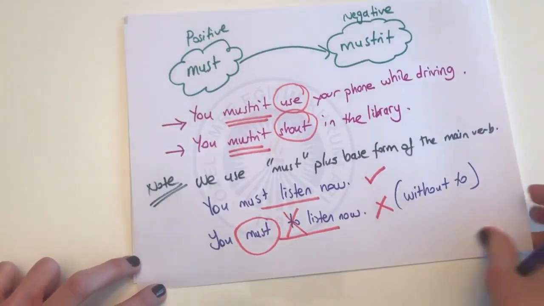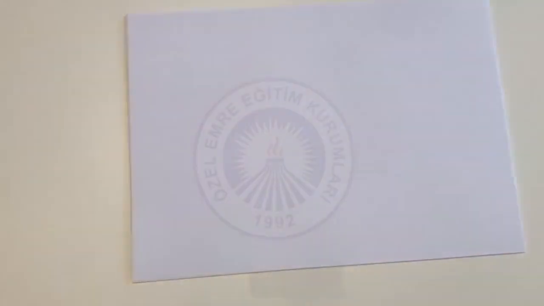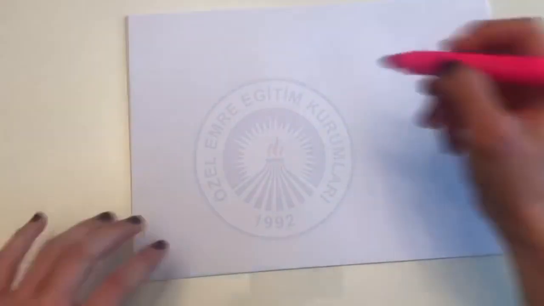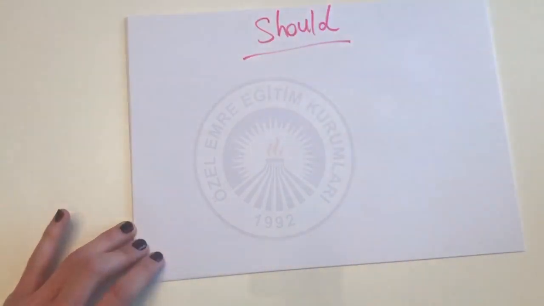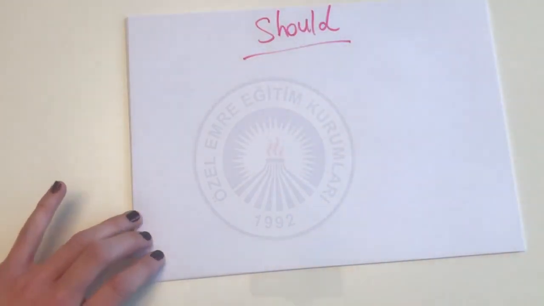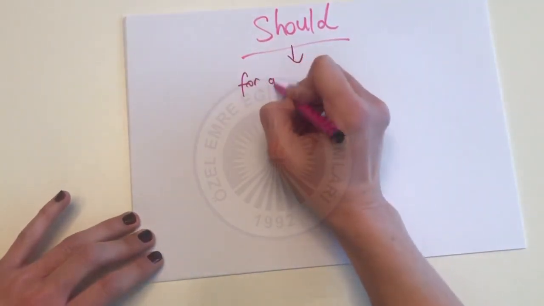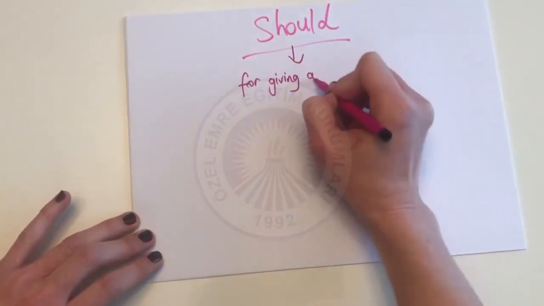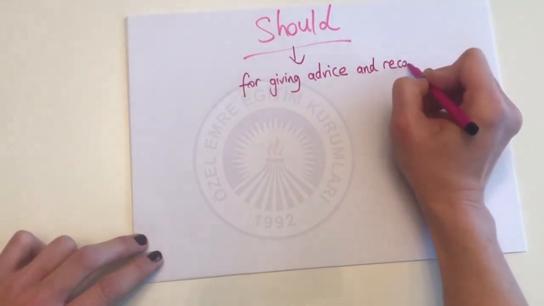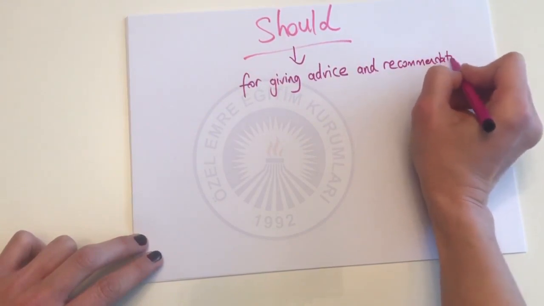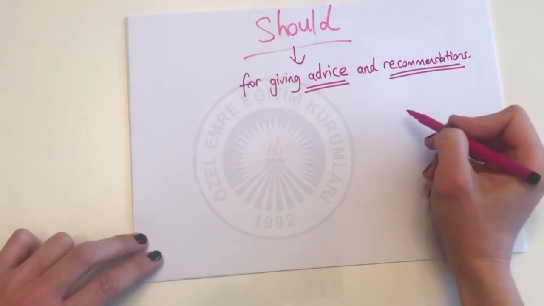Okay? So, if you don't have any problem, we can start should. Do you have an idea about should? I think yes. So, what can we say about it? Should is used for giving advice and recommendations. Please underline advice, underline recommendation.